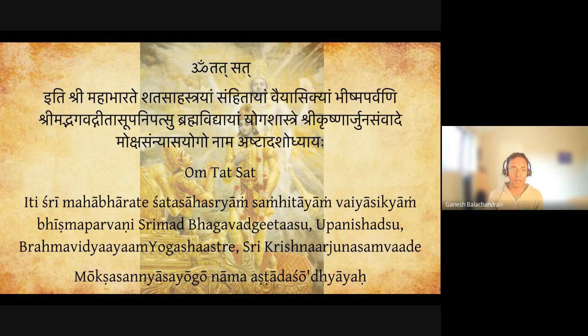In Shri Mahabharata, Shatasahasryam, consisting of 1,00,000 stanzas, Vaiyasikyam, composed by Vyasa, Bhishma Parvani, in the section called Bhishma Parva, one of the 18 parvas, Srimad Bhagavad Gita, in the Upanishad of the Bhagavad Gita, Brahma Vidyayam, the knowledge of the Supreme Brahman, Yoga Shastre, the science of yoga, Shri Krishna Arjuna Samvade, and the dialogue between Sri Krishna and Arjuna, Moksha Sannyasa Yogo Nama, the chapter called Yoga of Liberation by Renunciation, thus titled the 18th discourse, designated the Yoga of Liberation by Renunciation.